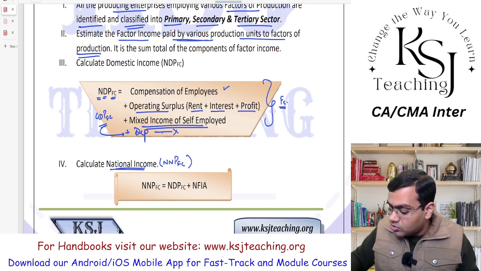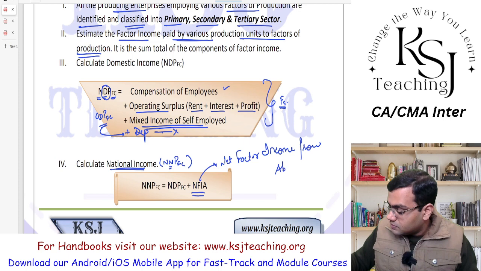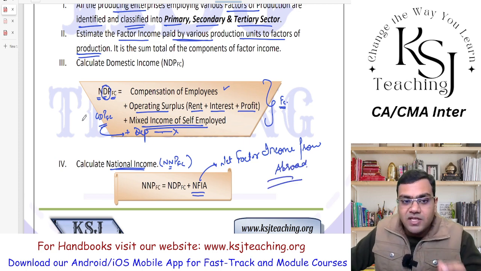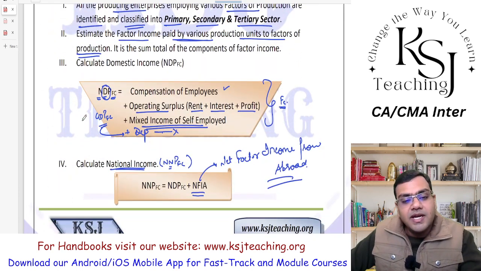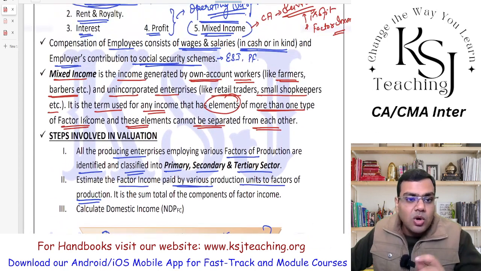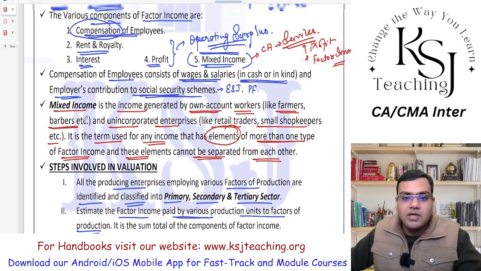That means you only have to go from domestic to national. So from domestic to national, how do you go? You add NFIA, that is net factor income from abroad. This is your net factor income from abroad. So we are doing the practical problems on this, right? So be very careful with this thing. Every small thing matters. That is why it is NDP at FC, why it is not GDP at FC, why it is not NDP at MP, right? So all these things really need very important concentration.